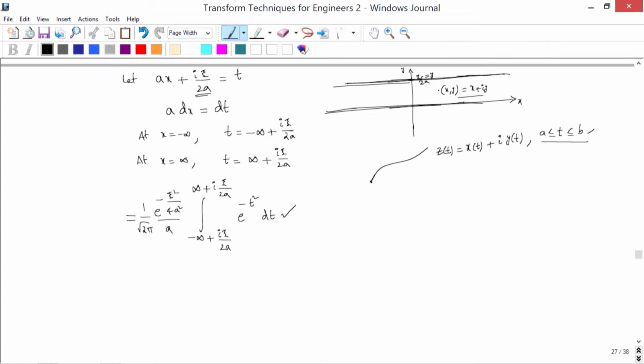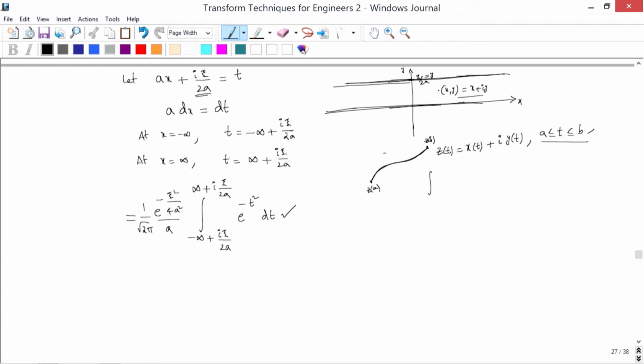As t moves from a to b, you actually move over this curve. This is z at a and this is z at b, that is x a, y a and x b, y b. So this is how you parameterize the integral over this curve.